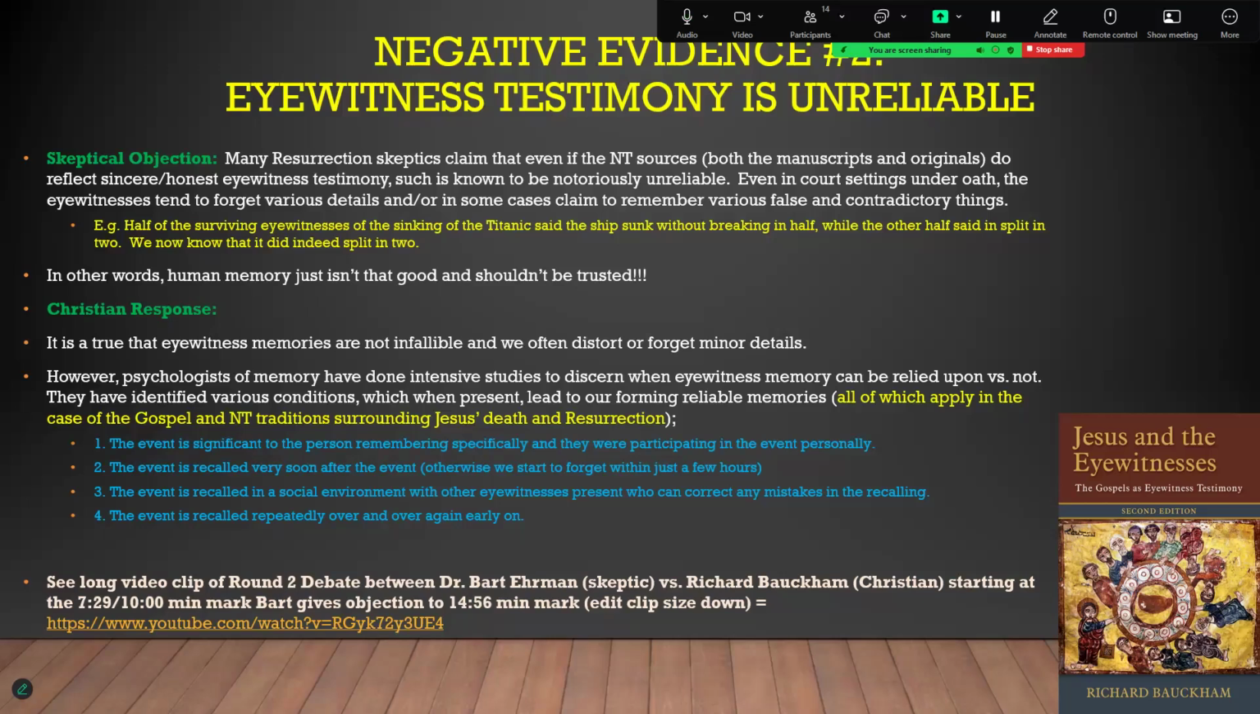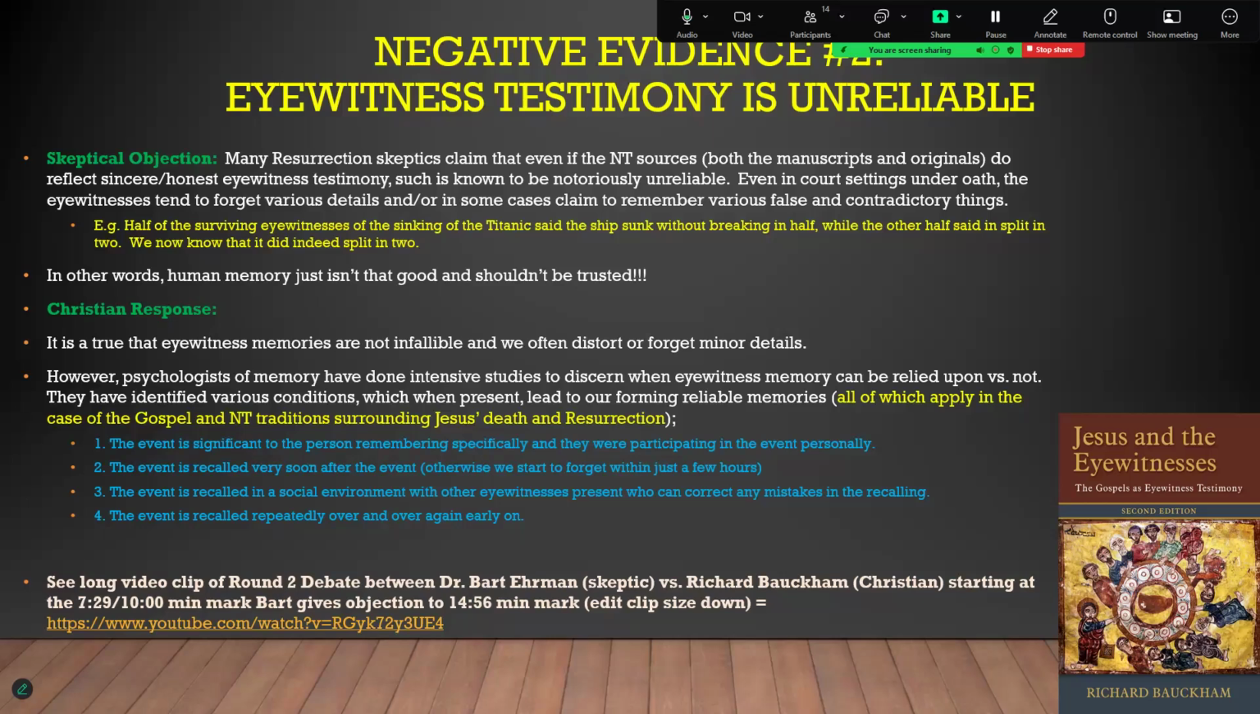That's one condition. The second condition is that our memories are very reliable when we recall the event extremely soon after the event itself. So we express it in words, what happened. We remember it immediately instead of forgetting about it and then coming back to it a week later. We tend to forget things just within a few hours. So as long as we recall the events within a few hours, then our memory can be trusted.